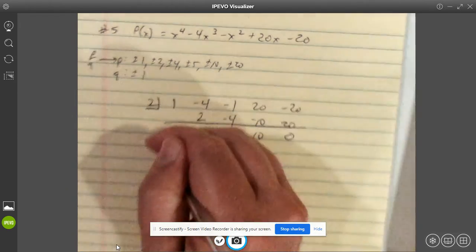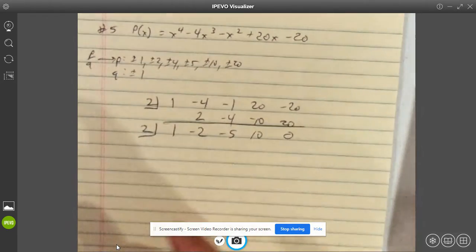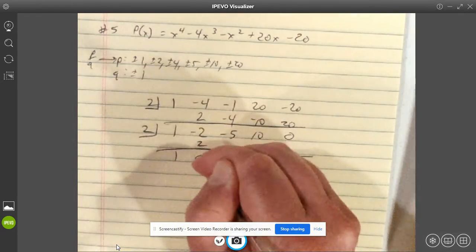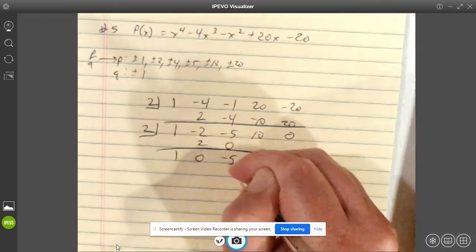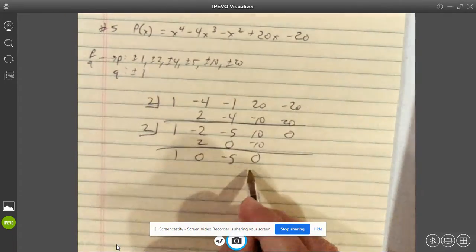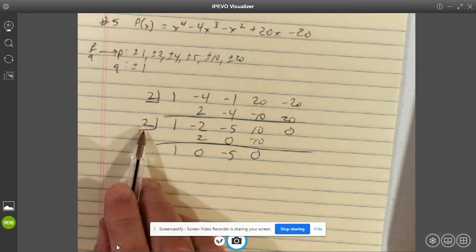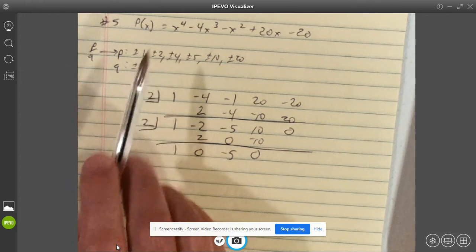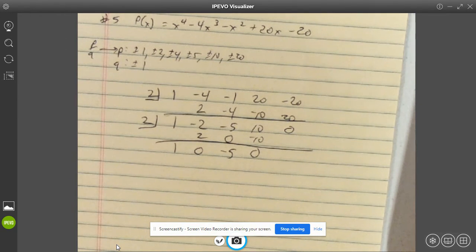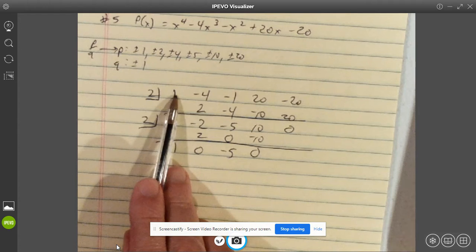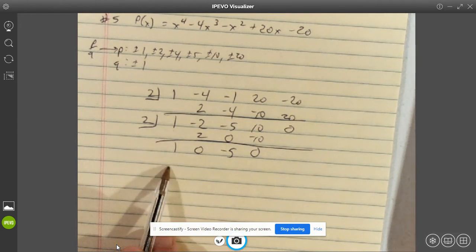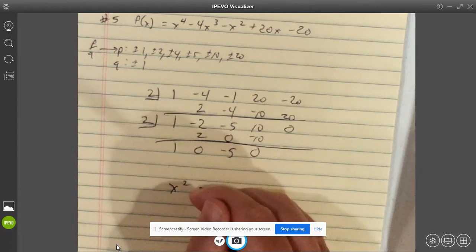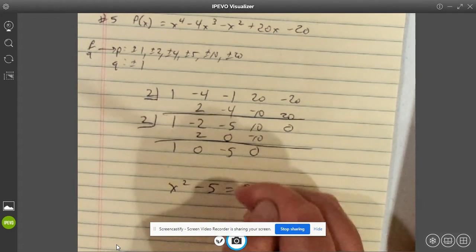Let's see if 2 will go into it again. So I add and then multiply, add and then multiply, add and then multiply, and that ends up giving me 0 again. So 2. Remember I said at the beginning, even though there's 4 roots here, some of them might be double roots. 2 is actually what we call a double root. And now if we start off with an x to the 4th, and I got an x cubed, now this is an x squared. So this is x squared plus 0x. I really don't need to write it. I get x squared minus 5 equals 0.